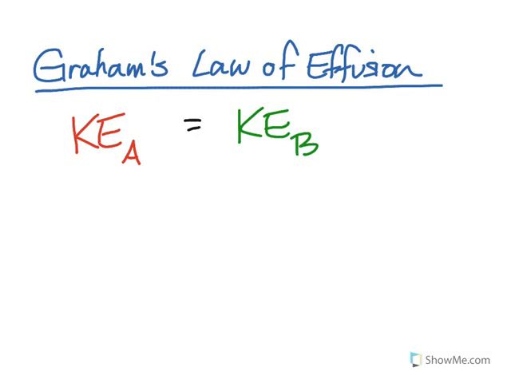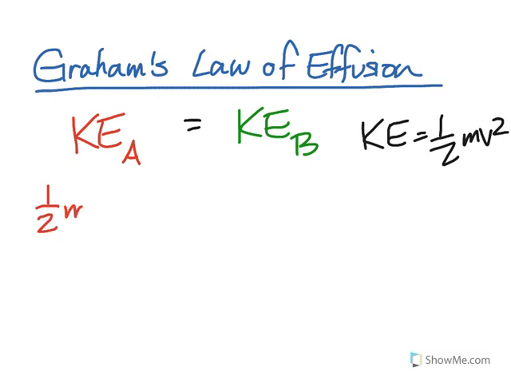Now, from our kinetic theory of matter, we know that the kinetic energy equation is equal to 1/2 mv squared. So let's substitute that equation into both of these kinetic energies right here. So this will be 1/2 m of A v of A squared is equal to 1/2 of the molar mass of gas B times the velocity squared. And that velocity is of gas B right there.